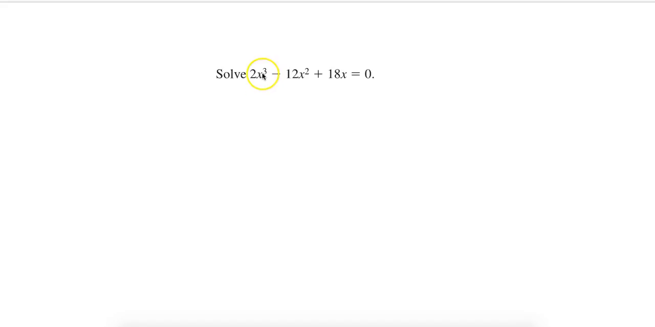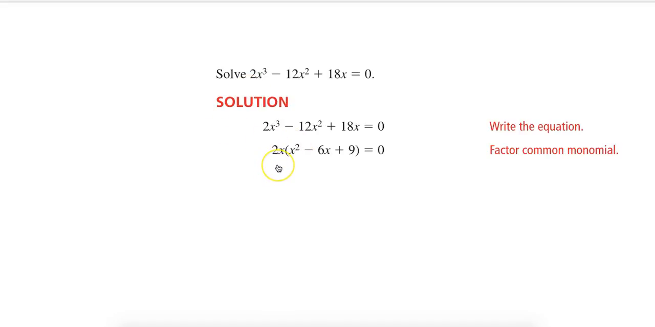Now, as with any type of polynomial or factoring, the first thing we always want to do is see if all of our terms have a factor that we can take out of here. That's called our greatest common factor, or GCF. When we look at this, we see that all of our terms or coefficients can be divided by 2, and all of our terms also have an x in them. So we can take out a common factor of 2x, and we're left with x squared minus 6x plus 9. Now, this should look pretty familiar to you.